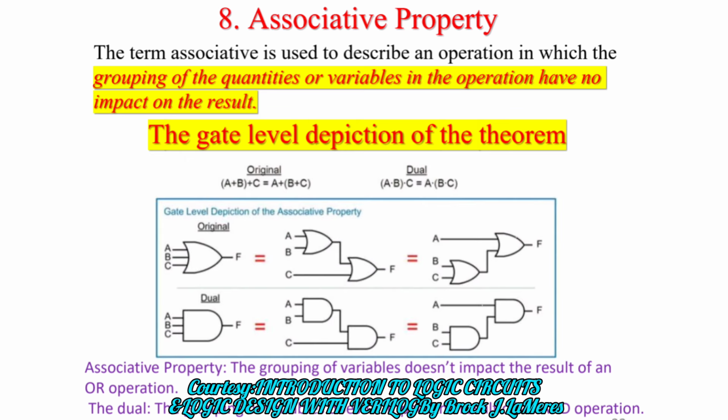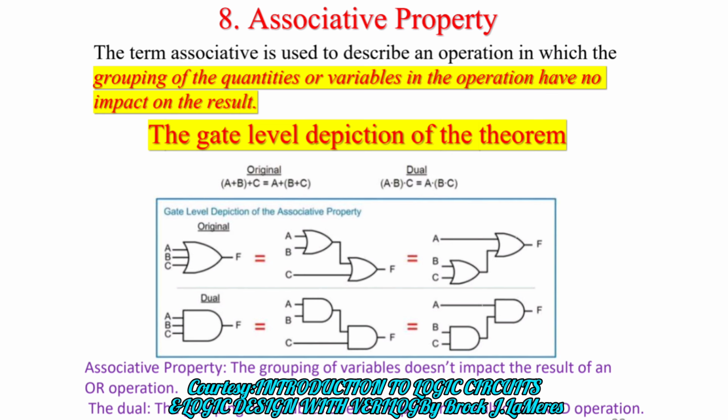Associative property. The term associative is used to describe an operation in which the grouping of quantities or variables in the operation have no impact on the result. That is, consider the original equation as f is equal to a plus b plus c. That is 3 input OR gate. So that operation can be done as a plus b, then after that plus c. That is 2 input OR followed by another 2 input OR, and it can also be done like b plus c plus a or a plus b plus c in bracket. So in short, a plus b plus c is equal to within bracket a plus b plus c, that is equal to a plus within bracket b plus c.